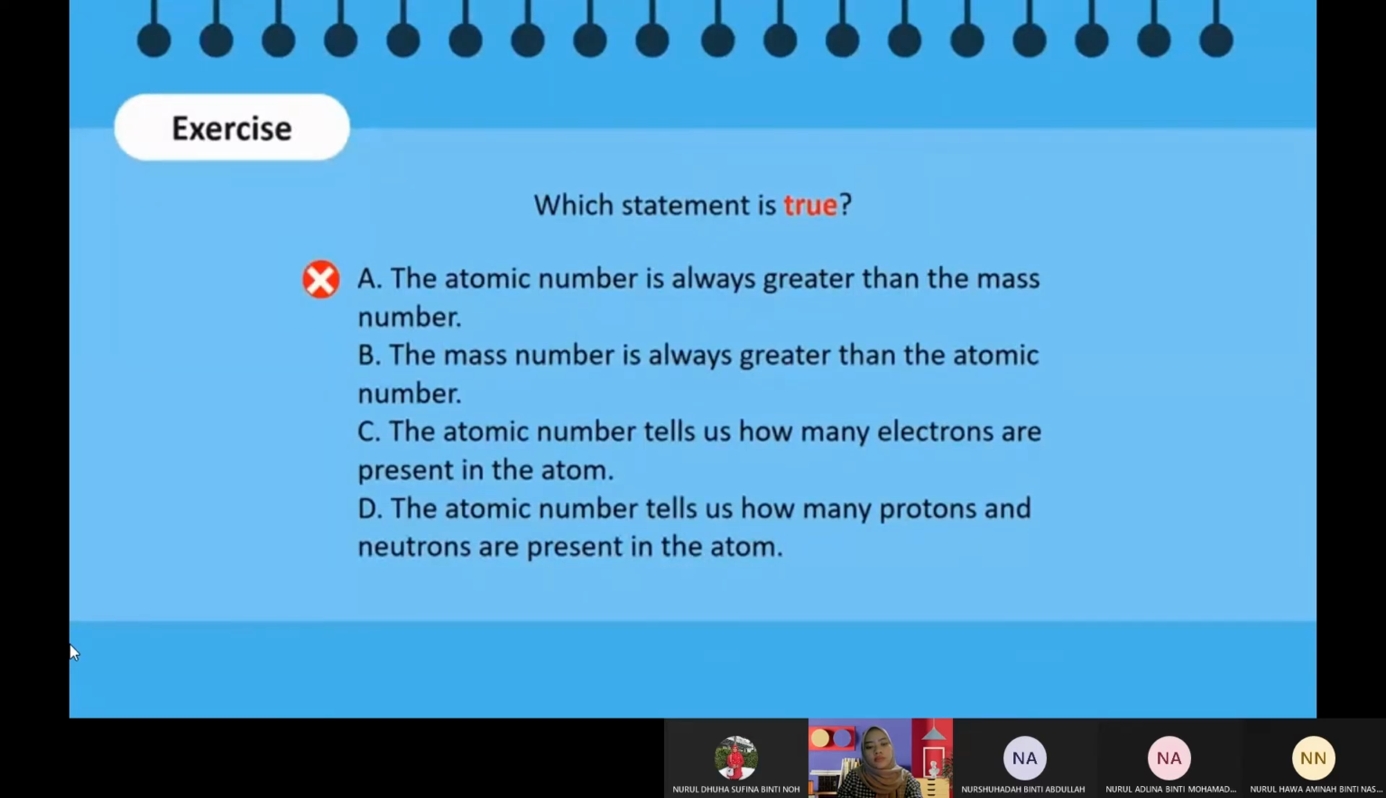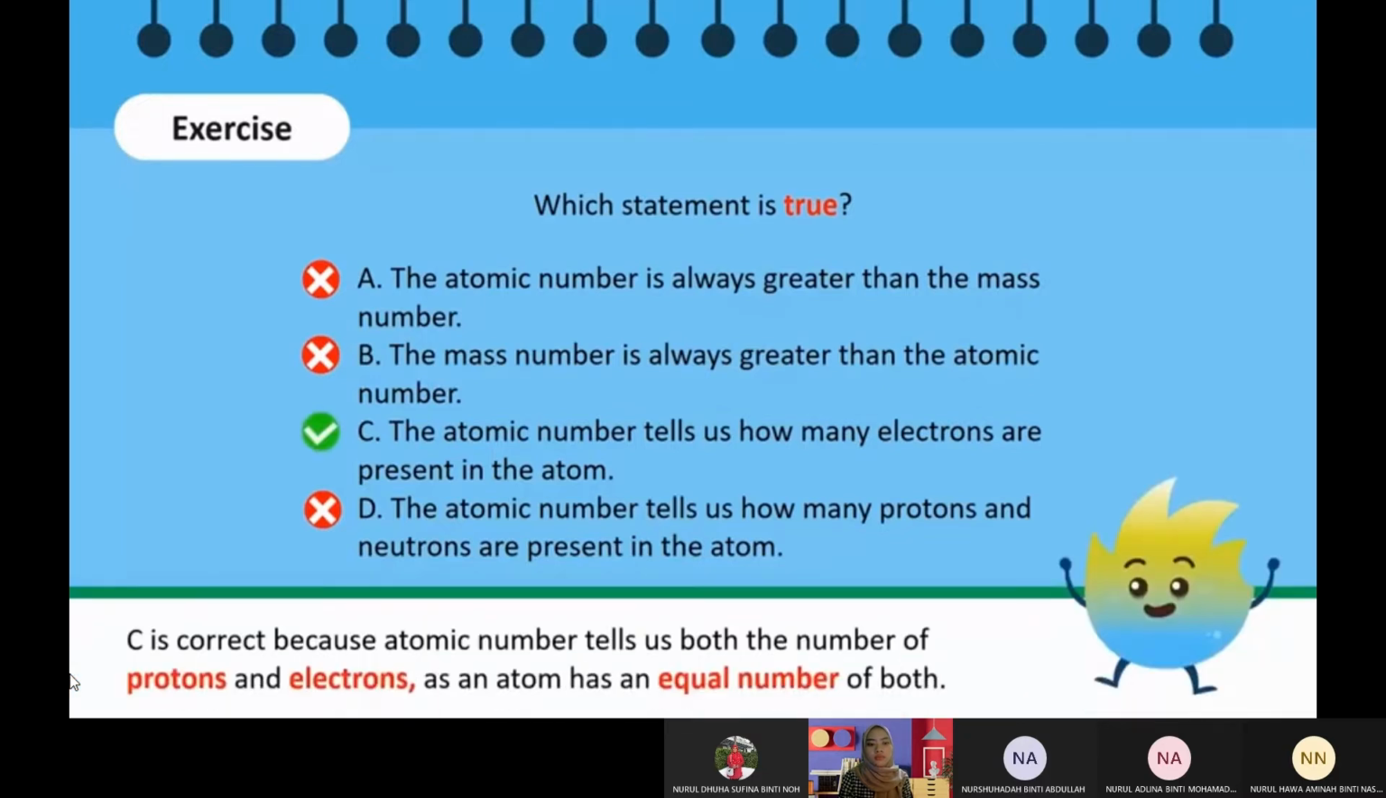A is wrong since generally the mass number is greater. B is wrong since in hydrogen, the mass number is equal to atomic number. D is wrong because it is the mass number that tells us about the number of protons and neutrons. C is correct because the atomic number tells us both the number of protons and electrons, as an atom has an equal number of both.